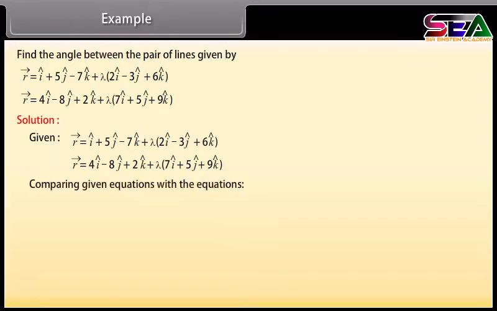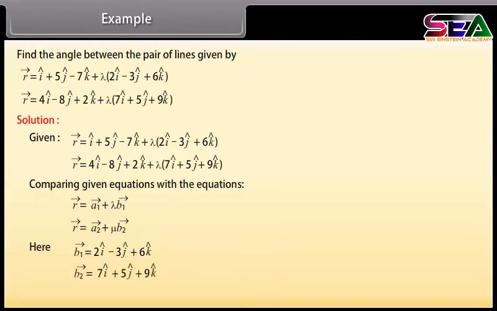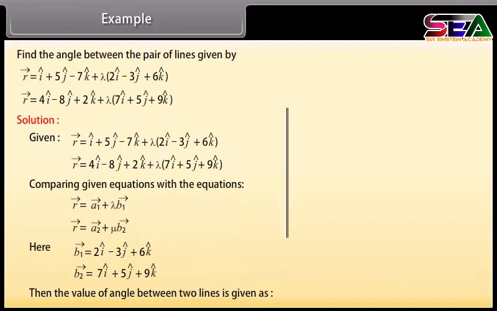Comparing given equations with the equations vector r equals vector a1 plus lambda vector b1 and vector r equals vector a2 plus mu vector b2, here vector b1 equals 2i minus 3j plus 6k, and vector b2 is equal to 7i plus 5j plus 9k. Then the value of angle between two lines is given as cos theta equals modulus of (vector b1 dot vector b2) by (modulus of vector b1 into modulus of vector b2).